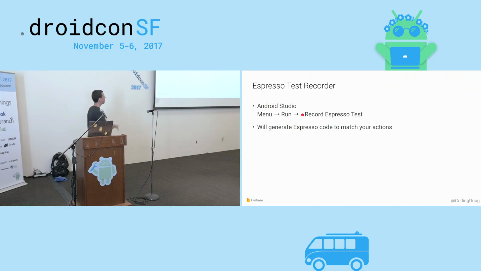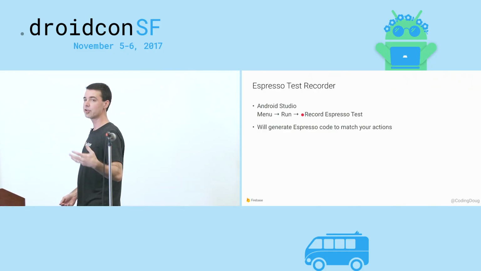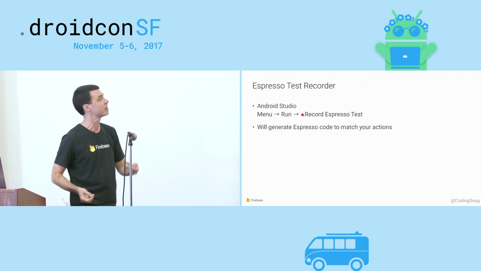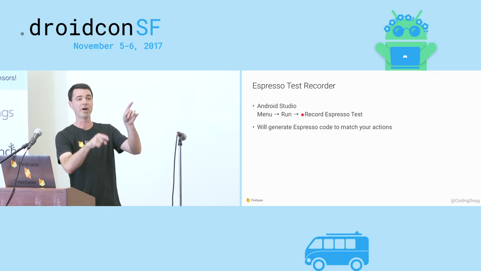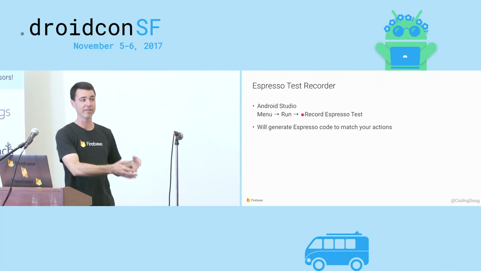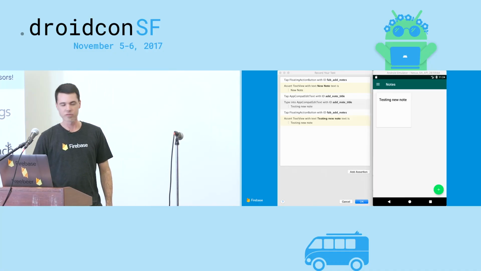So in Android Studio, if you haven't seen this yet, it's kind of cool. There's an Espresso test recorder. What it does is it'll launch your app in a special mode where it records what you're doing and then creates Espresso tests from that. So you can launch your app, push some buttons, it knows all those button pushes, translates that into Espresso code, then you can run that in Test Lab or locally.